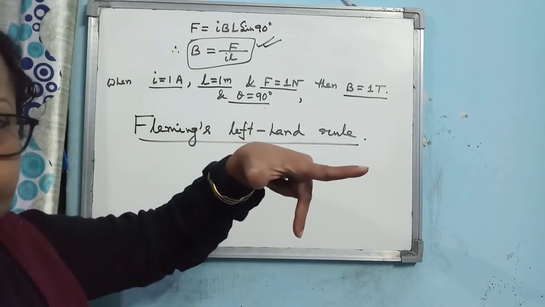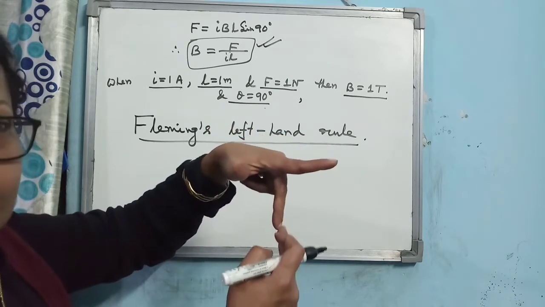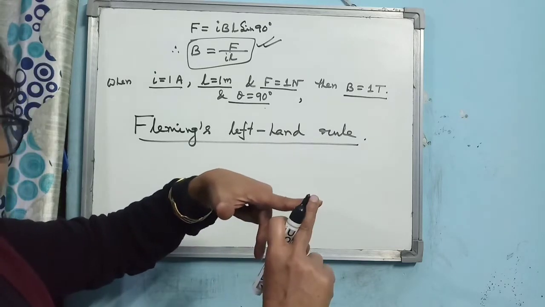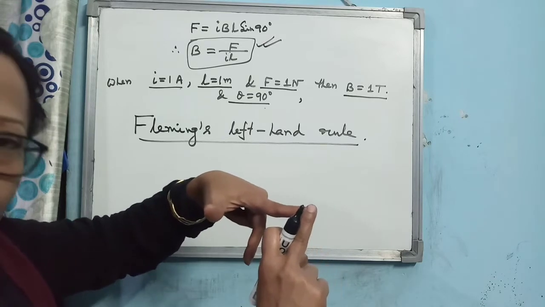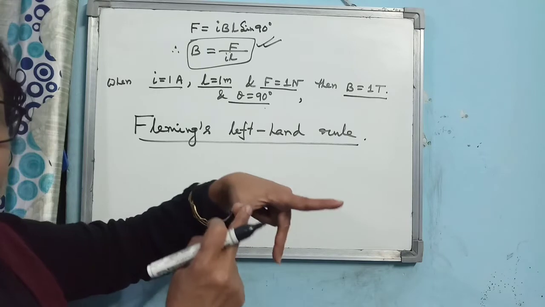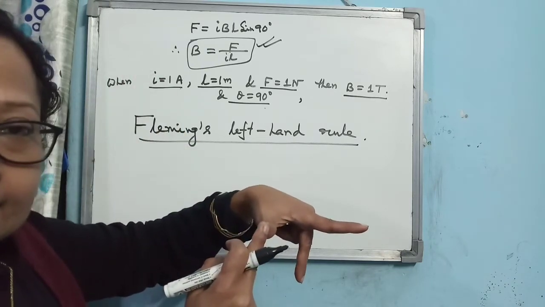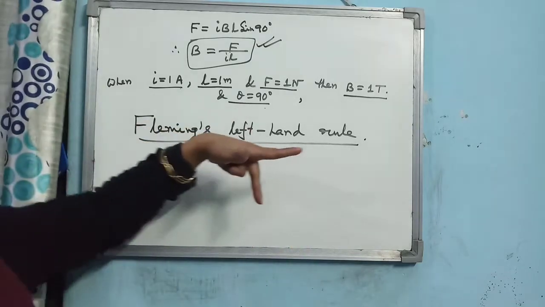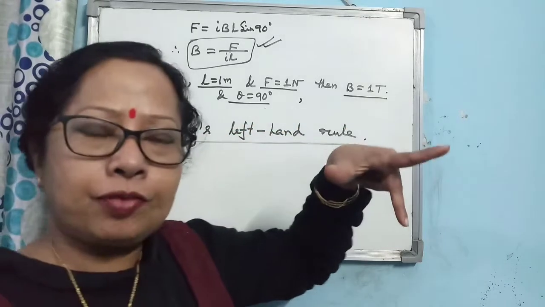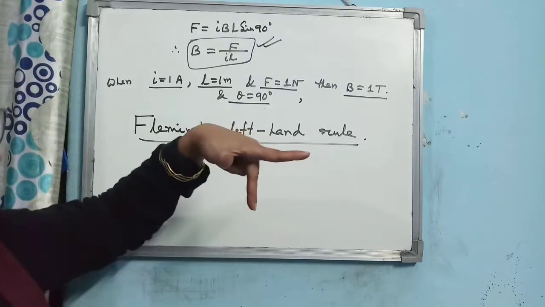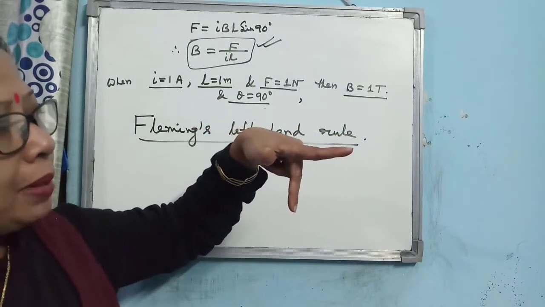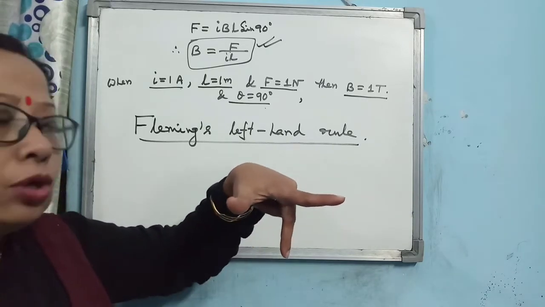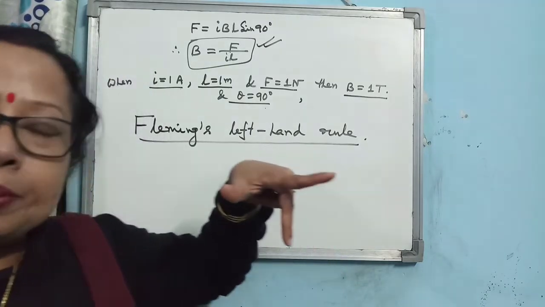Clear to everyone? Then the middle finger gives you the direction of the current, the index finger gives you the direction of the magnetic field, and the thumb gives you the direction of the force, or the direction in which the conductor is moving. So what is Fleming's left hand rule? If you set the first 3 fingers, the thumb, index finger and middle finger, perpendicular to each other, and the middle finger gives the direction of the current, then the index finger gives the direction of the magnetic field and the thumb gives the direction of the force experienced by the conductor.